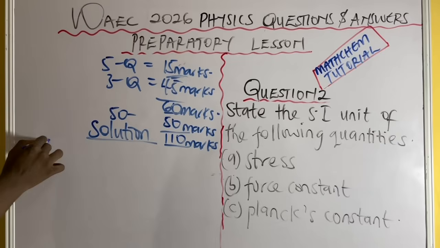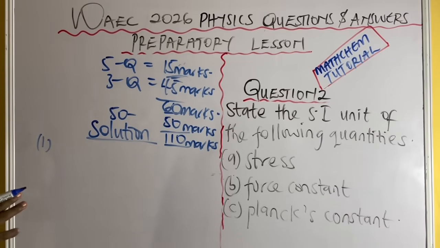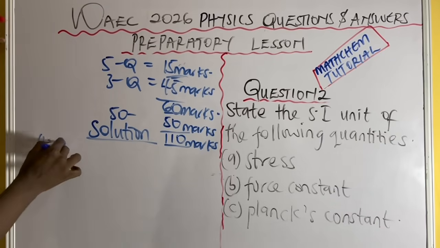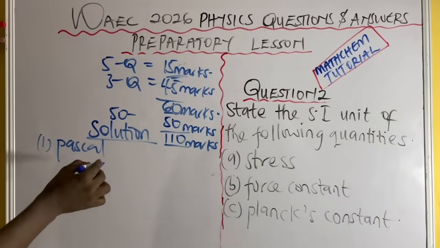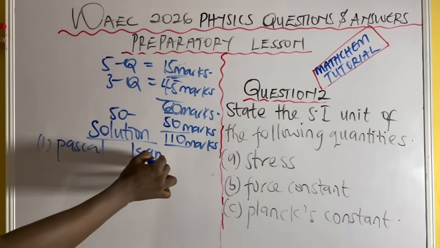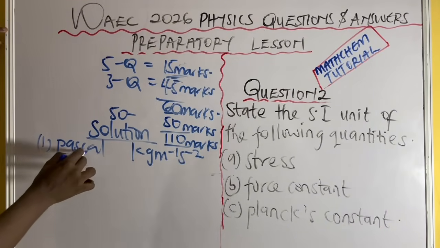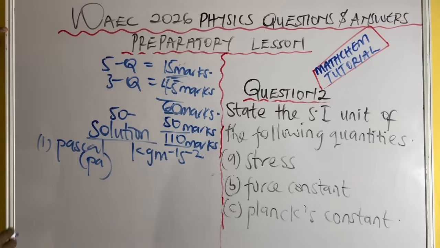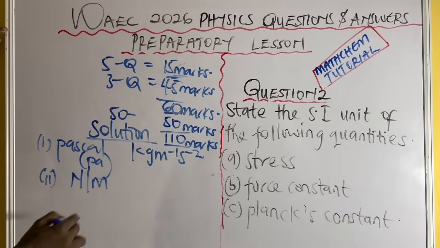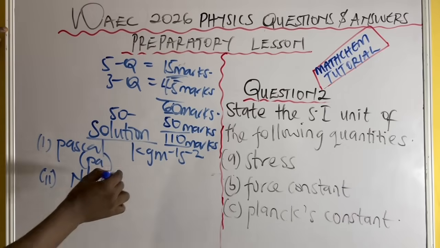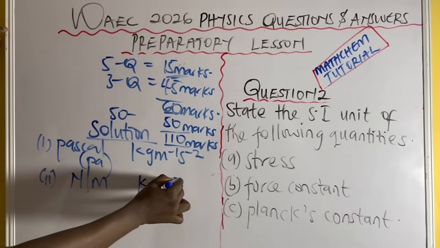For the first one, which is stress, the standard unit for stress is Pascal. And Pascal is also known as kilogram per meter per second squared. The acronym is Pa, that's Pascal. For the second one, the force constant, the unit is Newton per meter. Newton is from force, so Newton per meter. That's basically kilogram per second squared.